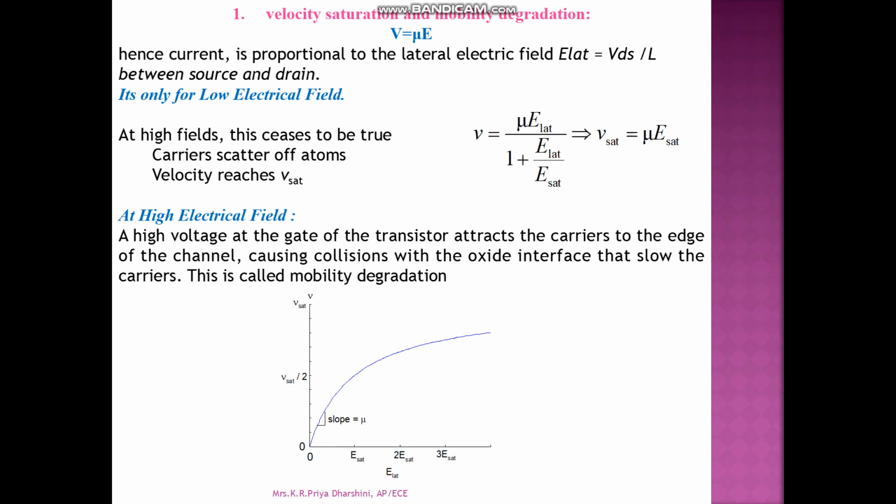At high electric field, a high voltage at the gate of the transistor attracts the carriers to the edge of the channel, causing collisions with the oxide interface that slow the carriers. This is called mobility degradation. The graph is drawn between E lateral and V saturation. Whenever E lateral increases, the V saturation increases gradually, which forms the slope called mu.